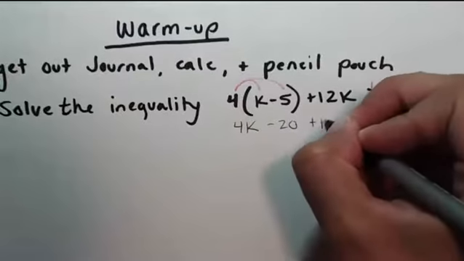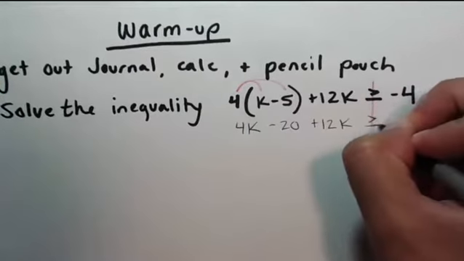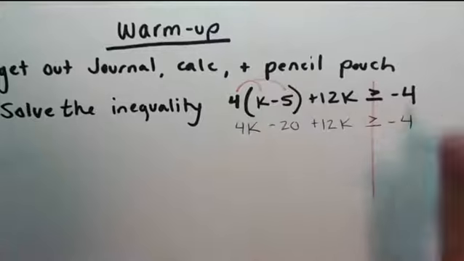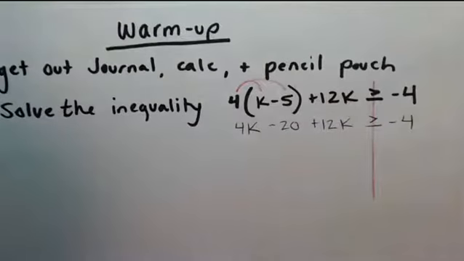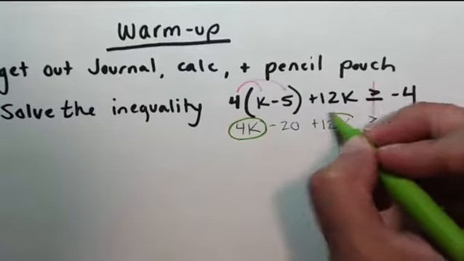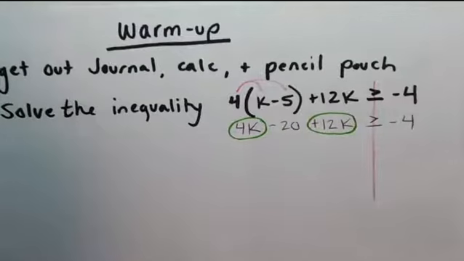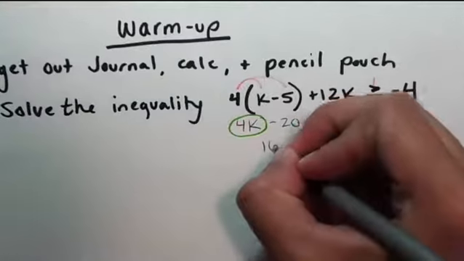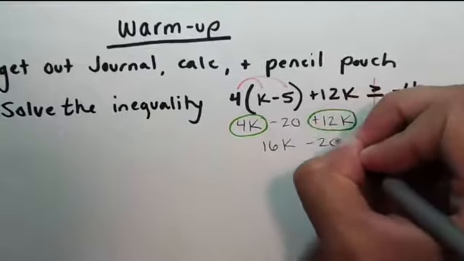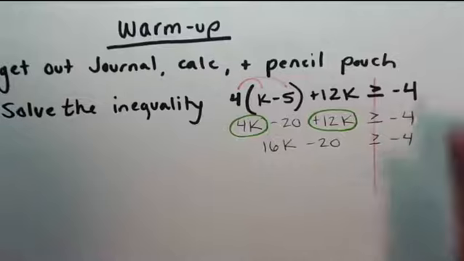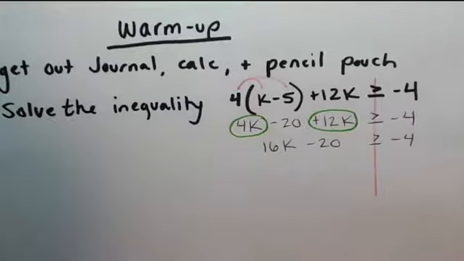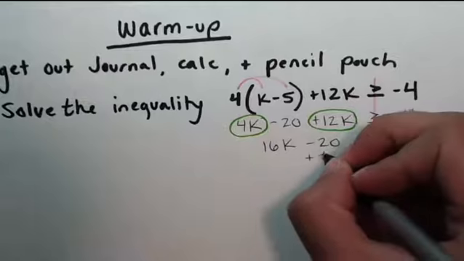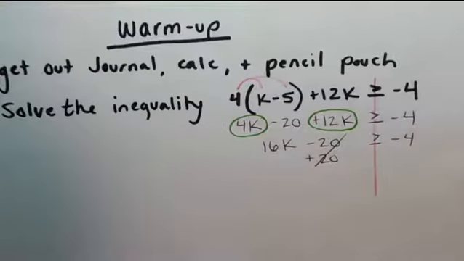I'm just going to bring down that 12k and bring down that greater than or equal to negative 4 on the other side. Next step I'm going to do is look and see what I can combine that are like terms on the left and the right side. So it looks like I can combine the k's. So 4k plus 12k is 16k minus 20 is greater than or equal to negative 4. And again, I'm solving for k here, so I'm going to add 20 to get rid of that negative 20 on the left side. Add 20 on the right.